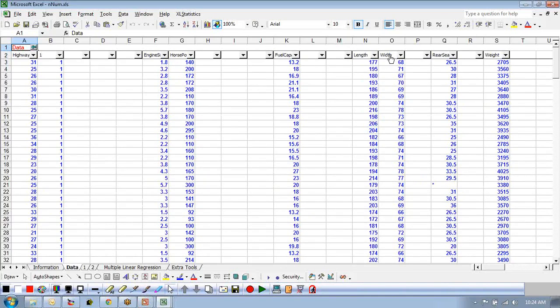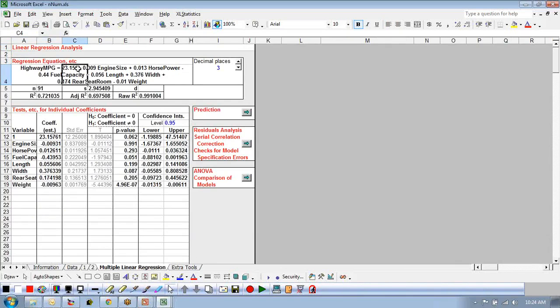1, 2, 3, 4, 5, 6, 7. Yes, that's 7. Now let's see if we get that. Yes, there's my constant, 23.158. Okay, all is well with the world. Got it. Okay, so what I'm going to do now is, let's start by chopping some terms.